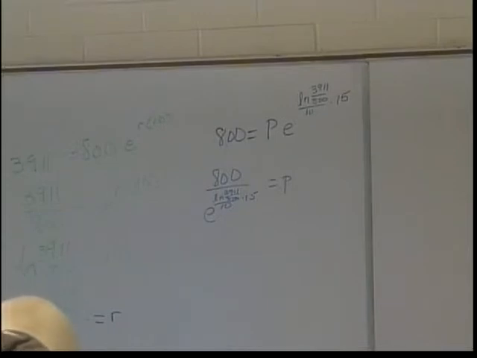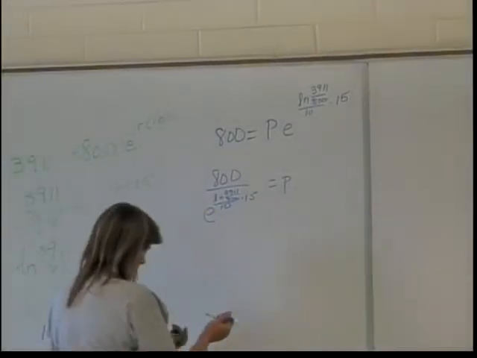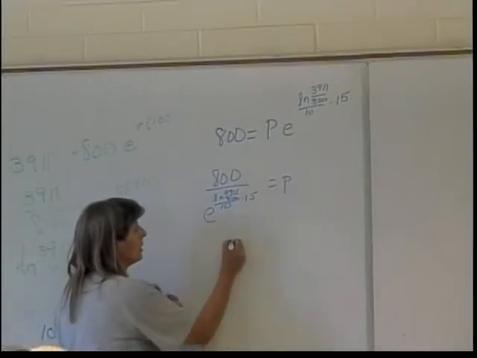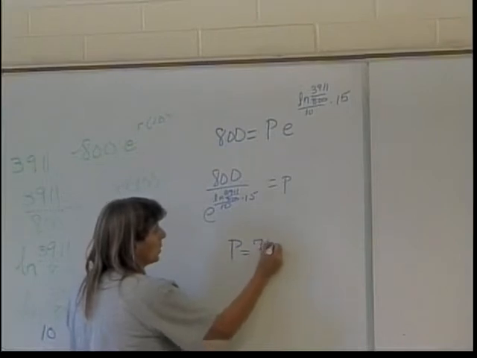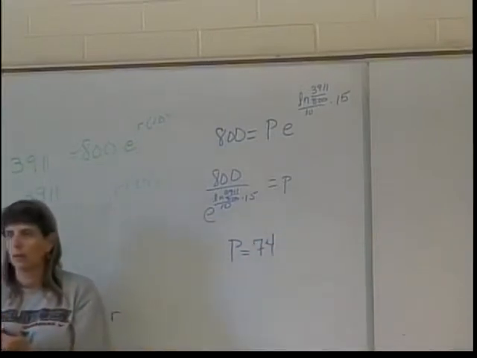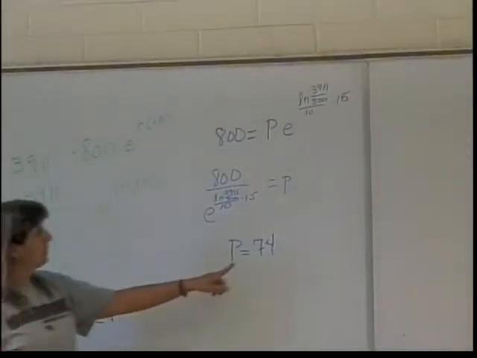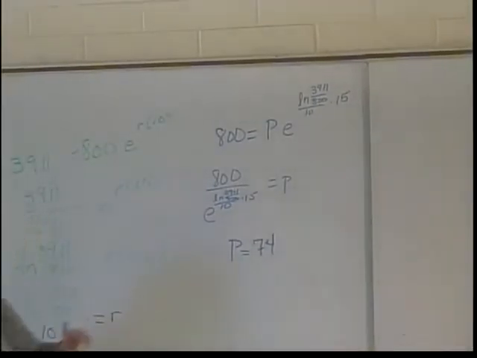Alpha times 15. So my problem comes out to be 74.010483887. So the initial number of bacteria is actually 74. And then this needs to be a whole number. You will now be able to answer the rest of the questions using 74 as your initial number of bacteria, this R as an exact number, and then you can plug in what you need, where you need it.